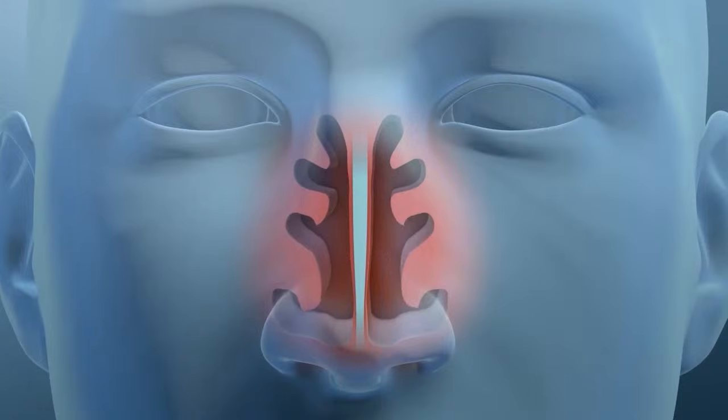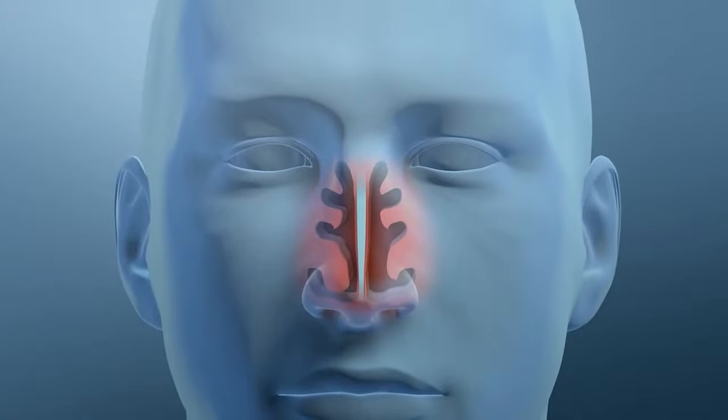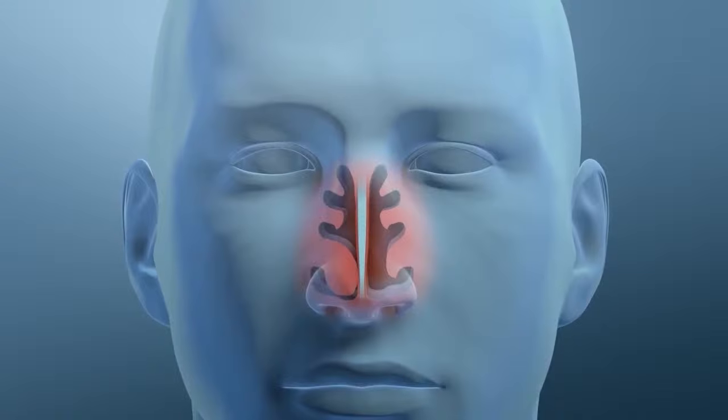When the turbinates become swollen due to allergies or infections, it can lead to nasal congestion and difficulty breathing. In some cases, enlarged turbinates may need to be treated with medication or even surgery to restore normal airflow.